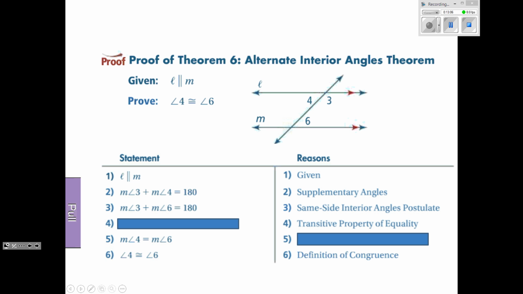Now, the transitive property, remember, the transitive property says that when two things are equal to the same thing, then they are equal to each other, right? Both of these things are equal to 180, which means my next line will be measure of angle 3 plus measure of angle 4 equals measure of angle 3 plus measure of angle 6. Okay, and then how do we go from line 3 to line 4? Subtraction property of equality. Okay, right there.